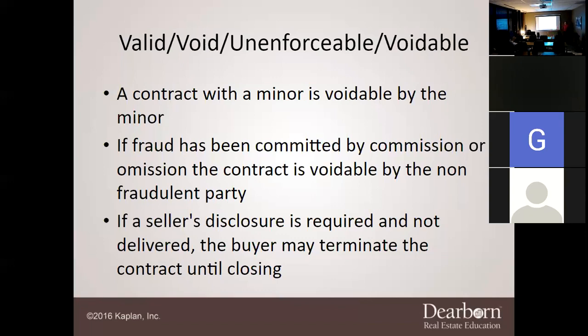So if a person comes in and says, Jared, I'm 16, and I want to buy a house, don't simply say, yeah, get out of my office. You say, can I see your paperwork showing that you're emancipated? If they give it to you, they are treated just as though they were 18 years of age. Okay? So you've got to be aware of those items. Now, if any fraud has been committed by commission or omission, the contract is voidable by the non-fraudulent party.